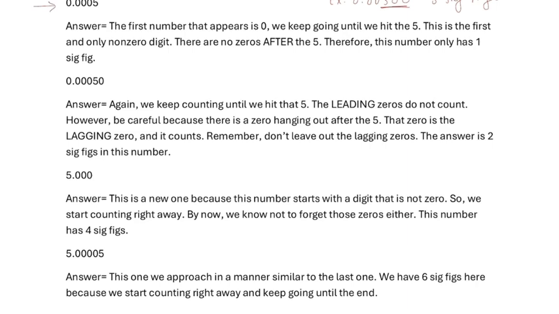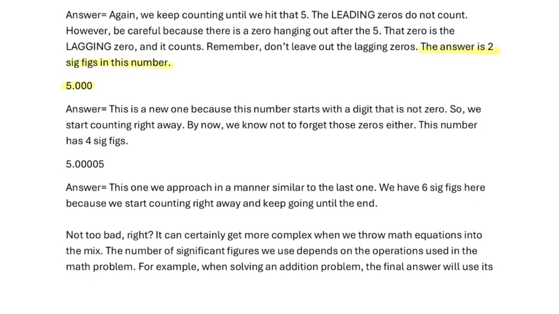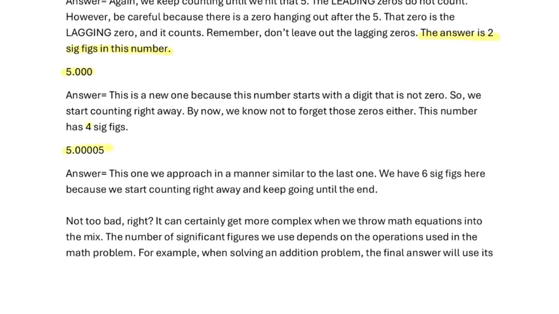All right, so let's look at this example. If we have 0.0005, those first 3 zeros won't count because there are leading zeros. However, in this example, if we have an additional 0 hanging out after the 5, that one will count because that's a lagging 0, and we don't want to leave those behind. So those ones do contribute. Now that next one, it starts right off the bat with a number that's not 0, so we count that one, and then we keep going. So this is 4 sig figs. And this last one is almost like a sandwich. So everything will count, starting with a non-zero digit, ending with a non-zero digit. They're all going to count.